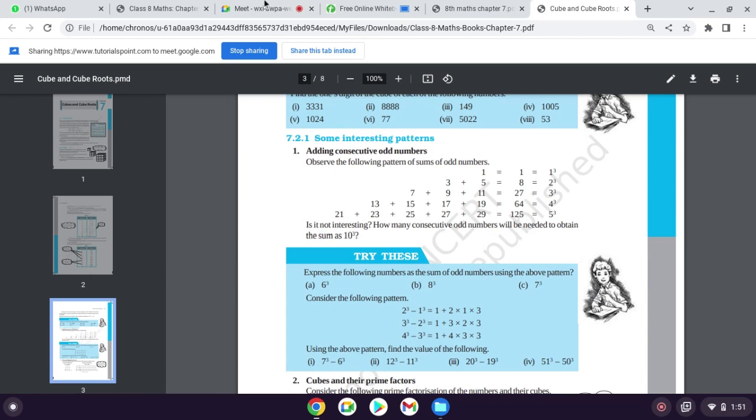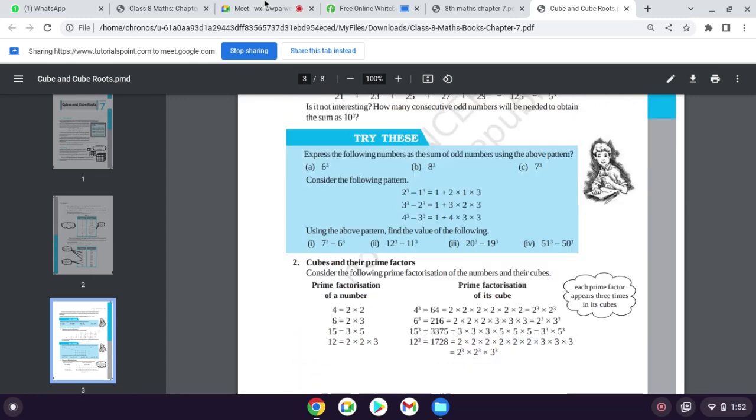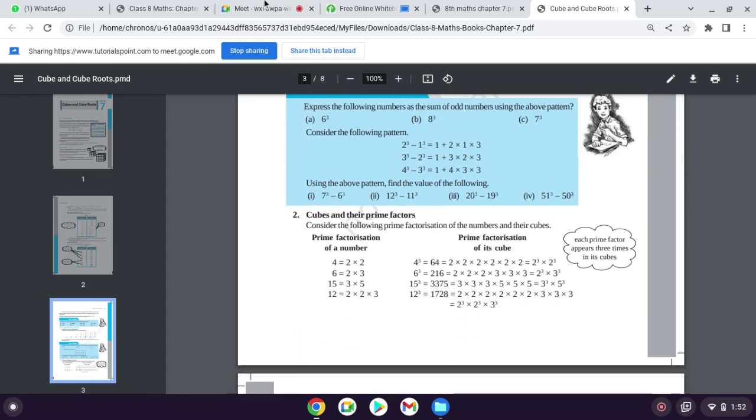Now the next is some interesting patterns. So this is the interesting pattern: 1 is 1 cube. You can even get a cube by adding different numbers. For example, 8 is the cube of 2, and when you add 3 plus 5, you get 8. You can add numbers to get a cube. 7 plus 9 plus 11 gives 27. The pattern is like this: step by step increasing by consecutive odd numbers. Understood? Yes.